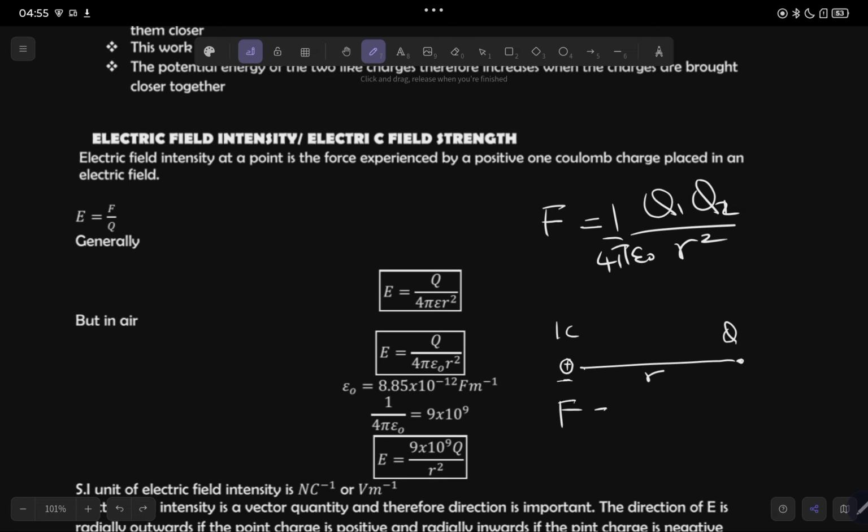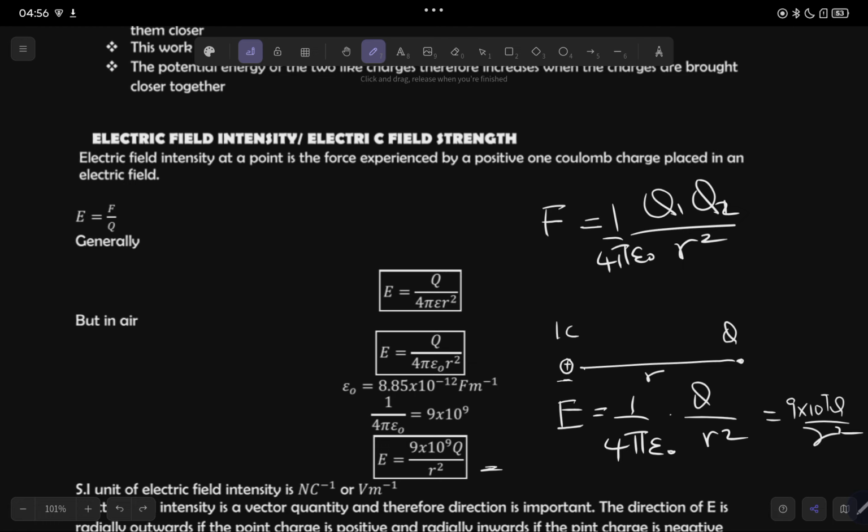So F is 1 over 4 pi epsilon naught, then Q times 1 over r squared. Since I have used the 1 here, it now becomes our electric field intensity. And we have it as 1 over 4 pi epsilon naught Q over r squared, which you can easily work out as 9 times 10 power 9 Q over r squared, as we have it here.